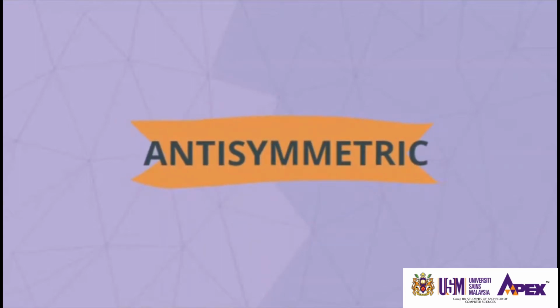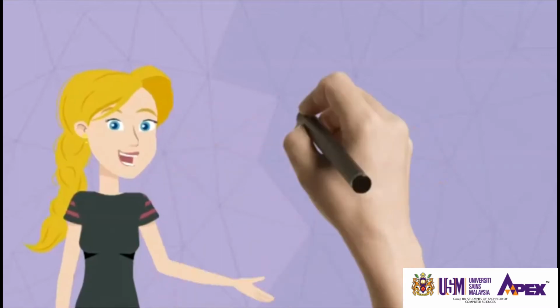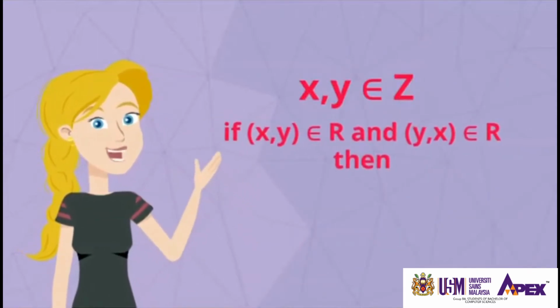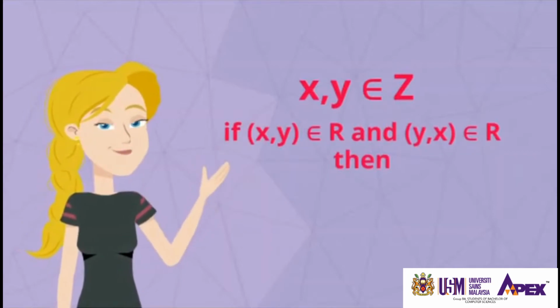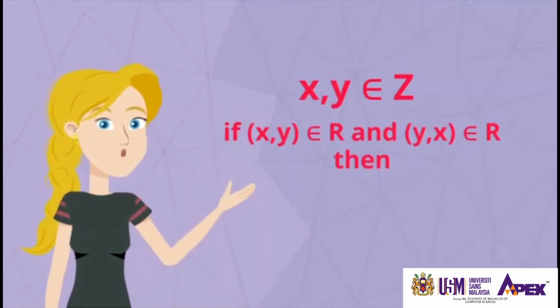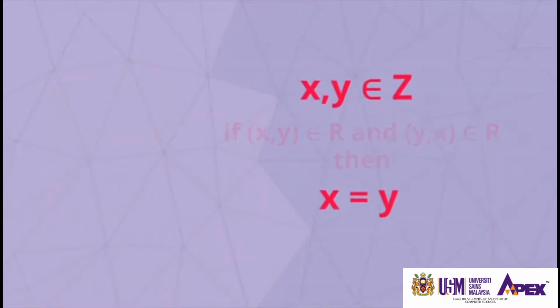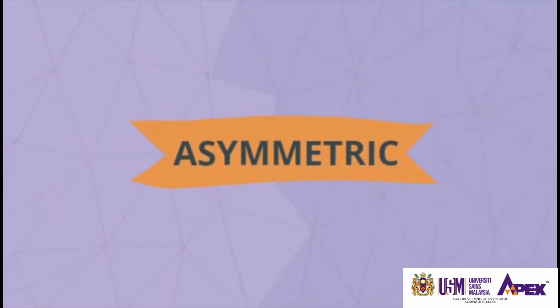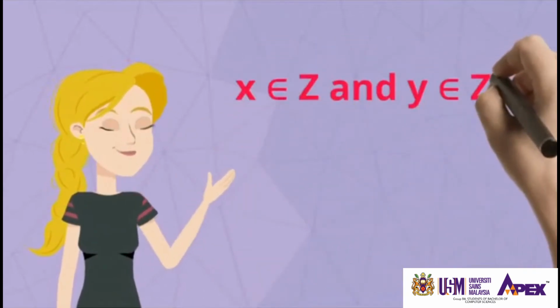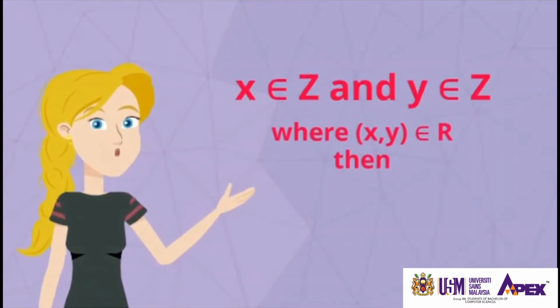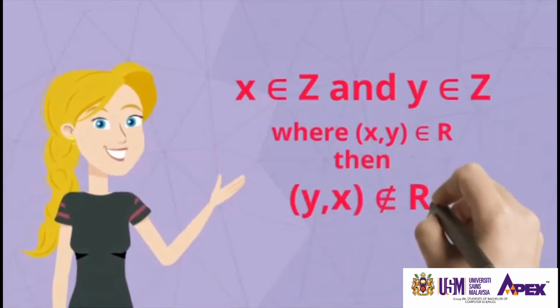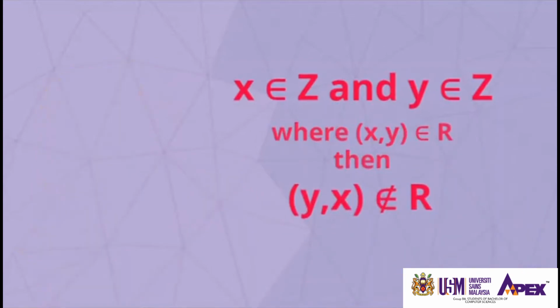Antisymmetric relations: for elements of Z, if (X, Y) is an element of a relation and (Y, X) is an element of the relation, then X equals Y. Asymmetric relations: if X is an element of Z and Y is an element of Z, where (X, Y) is an element of a relation, then (Y, X) is not an element of that relation.